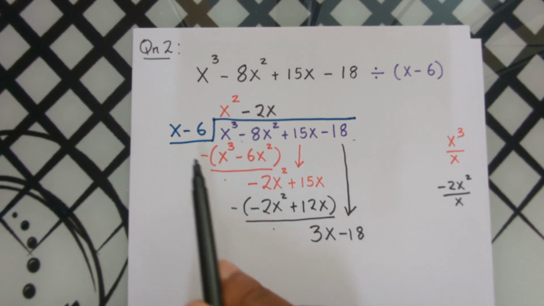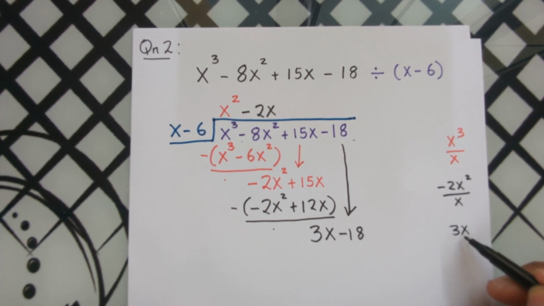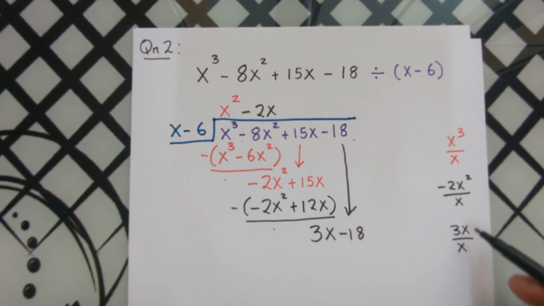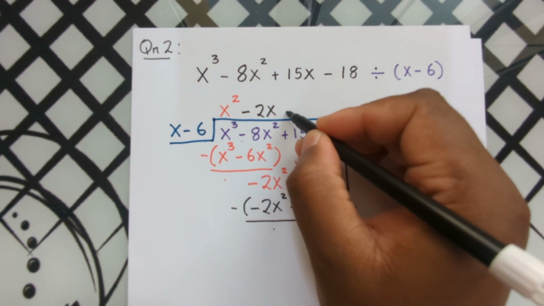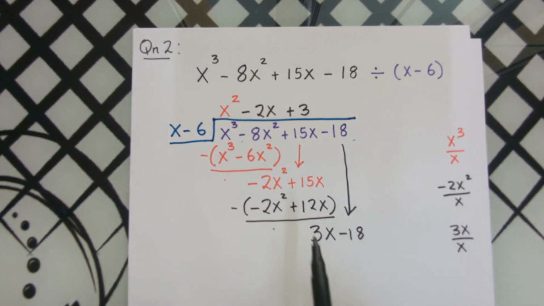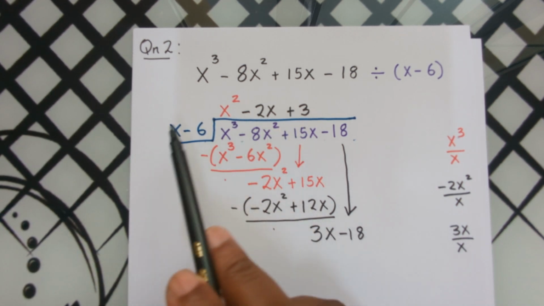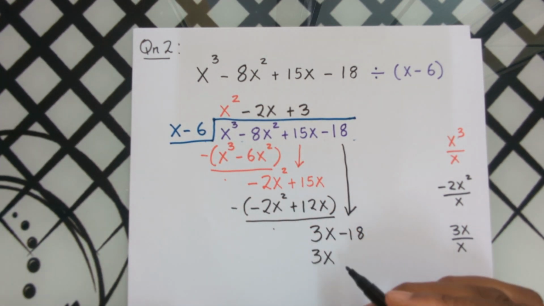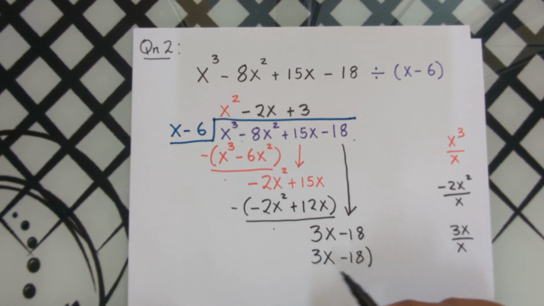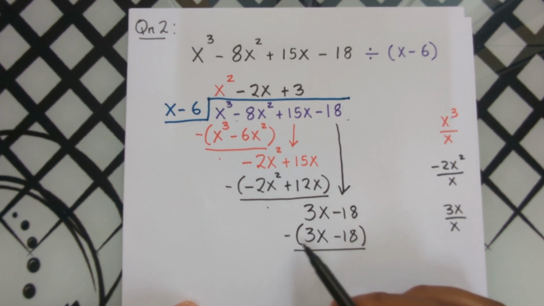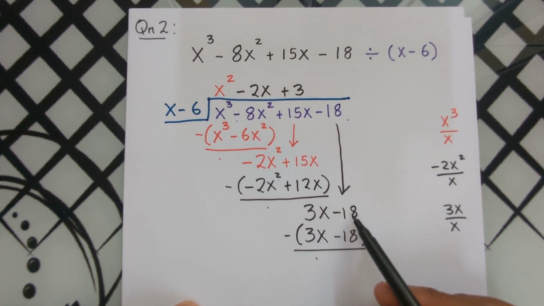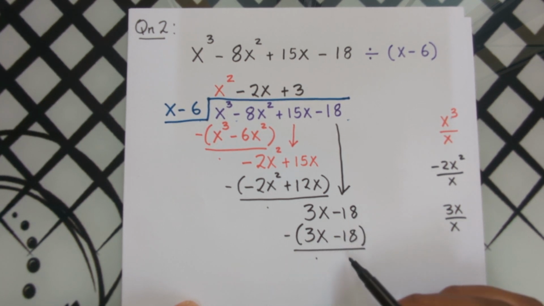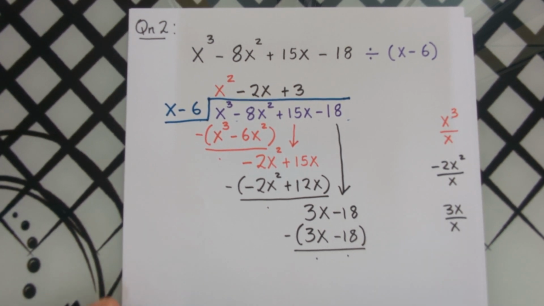So 3x divided by x. If you divide this, the x's will cancel. We are going to remain with 3. So let's put positive 3 here. And then we multiply. 3 multiplied by x, it will give you 3x. 3 multiplied by negative 6, it will give you negative 18. Put our brackets and subtract. 3x minus 3x, this will give you a 0. Minus 18 minus 18, it will also give you a 0. So we also don't have a remainder in this case.